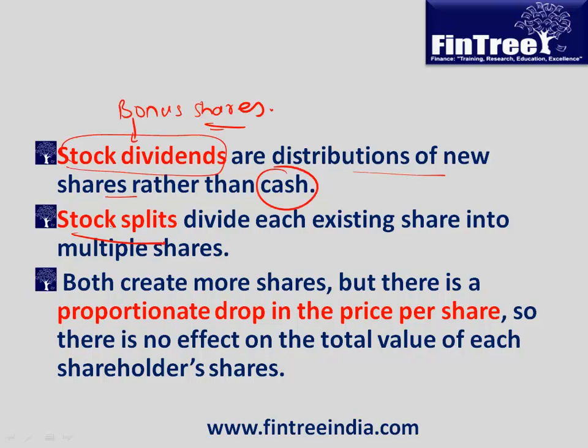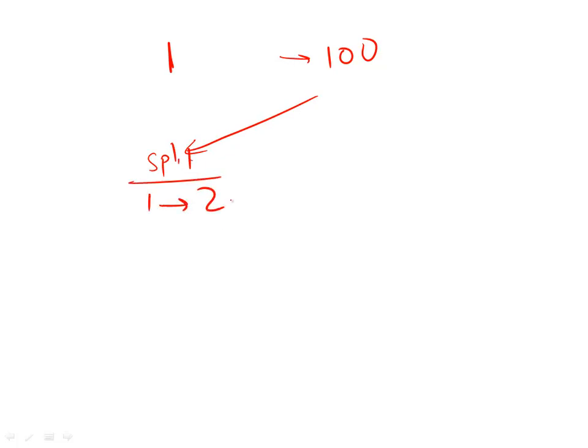Stock splits, dividing one stock into various small multiple parts. Both of these create more shares, but there is a proportionate drop in the price per share, so there is no effect on total value of shareholders' wealth. So again, what it means is that let's say you have one share of 100 rupees. If the company decided to split this share into two parts, now you will have two shares, but price per share will be 50. So again, your total wealth is 100.